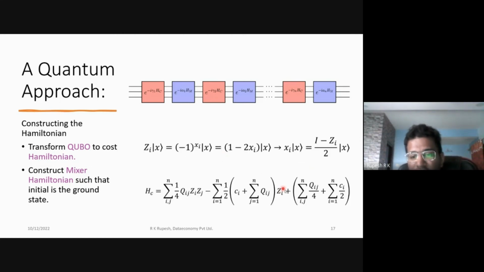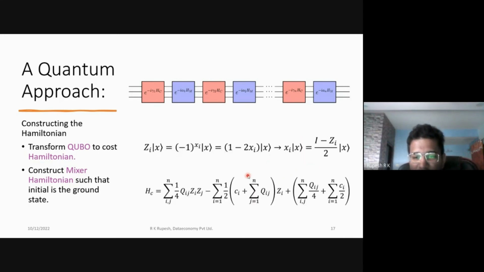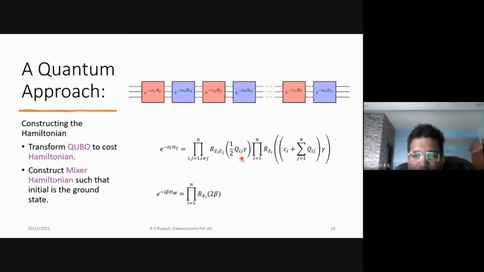And then similarly for the Z poly term with this prefactor, we have the RZ, where the angle itself is determined by the coefficients in our initial cost function. Right. So with those transformations, we have a cost Hamiltonian whose unitary we have found out. Similarly, we have a mixer Hamiltonian, and this is fairly simple to construct: exponentiating the X gate gives you the Rx gate, the parameterized X gate. And so we have the two unitaries that we are interested in.